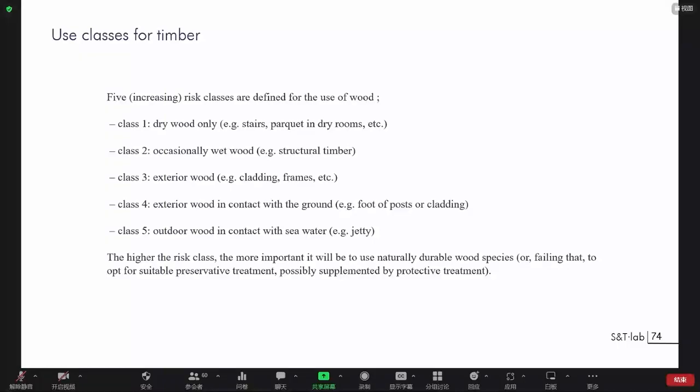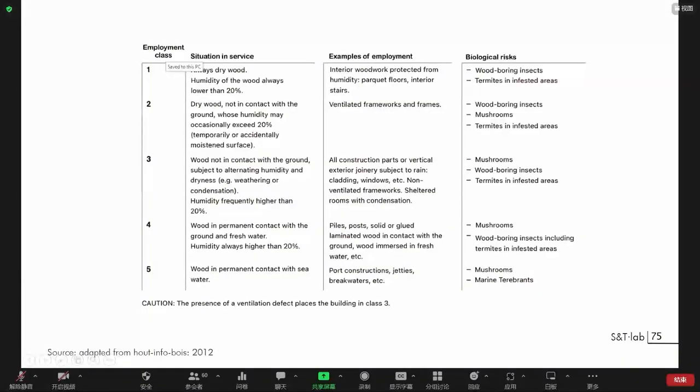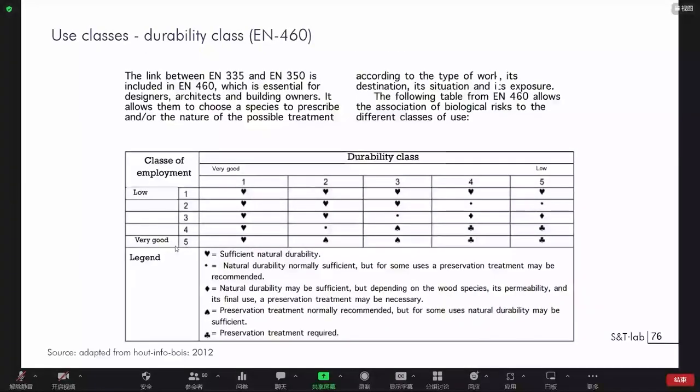But what's important is that there are use classes: dry wood only, or wood in seawater, or in contact with the ground, or interior, and so on. And you can match, that's just for the detail, I won't enter into this. You can match the durability class of timber that we have seen before with a class of use that could be developed in timber. And that's a way to guarantee the good standing characteristics of timber.